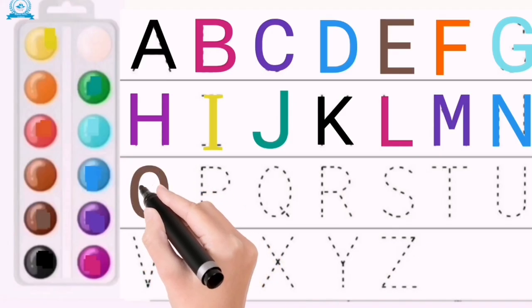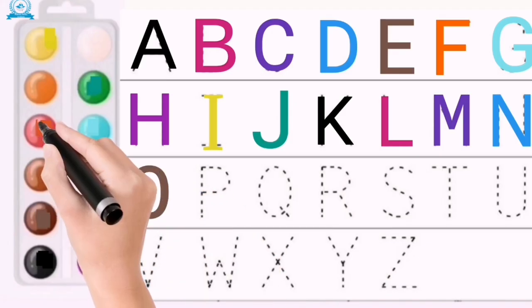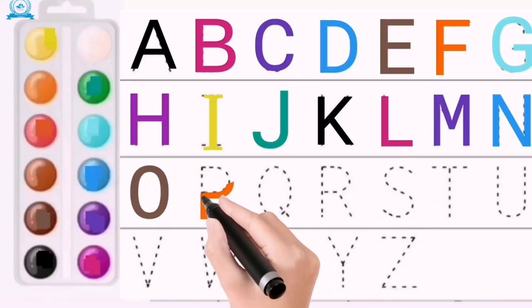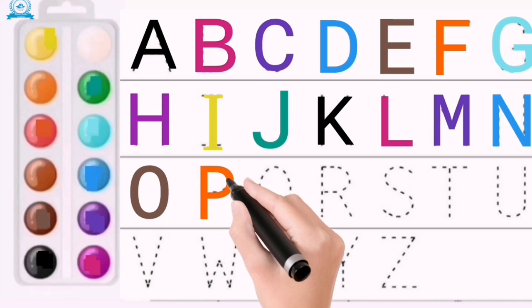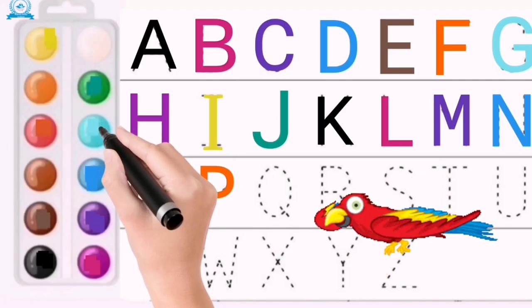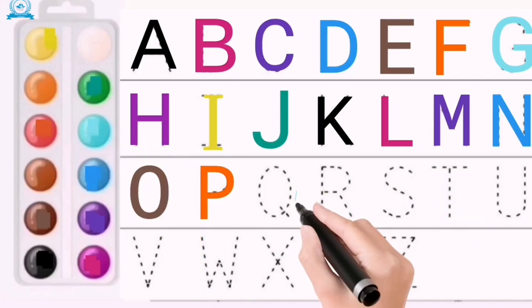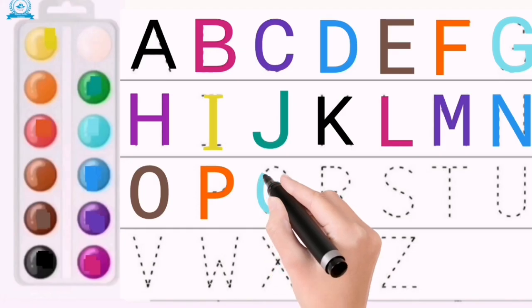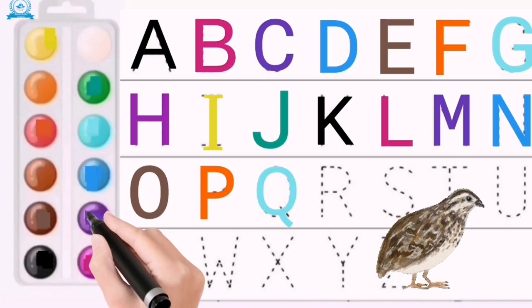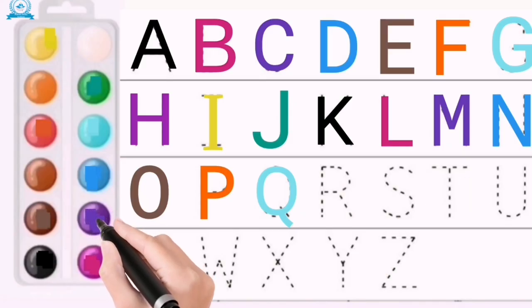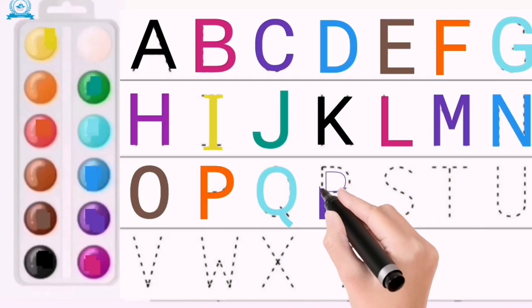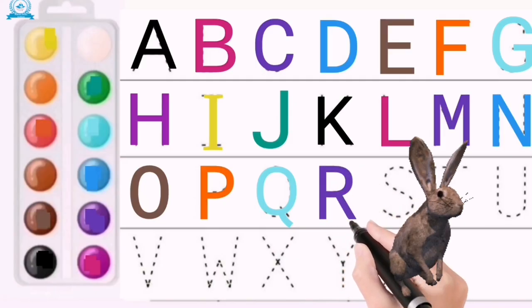O is for orange. P is for parrot. Q is for quail. R is for rabbit.